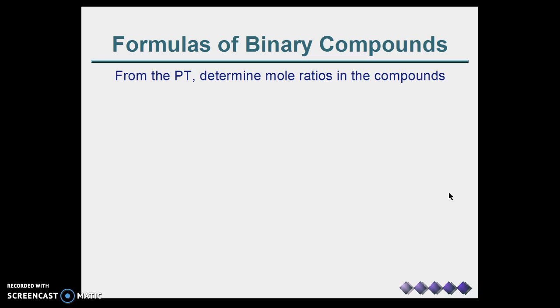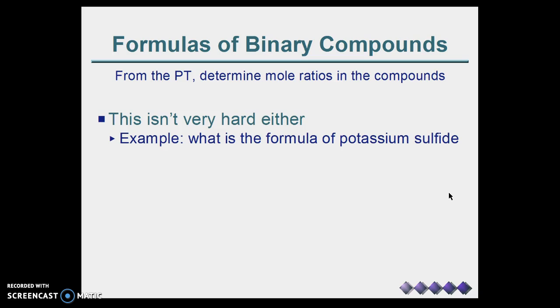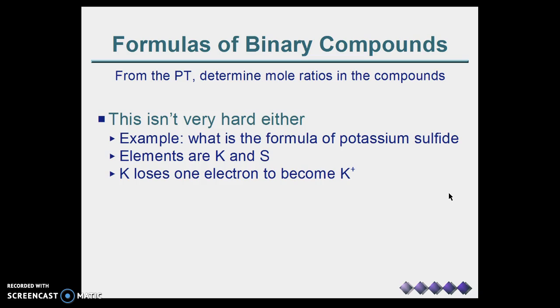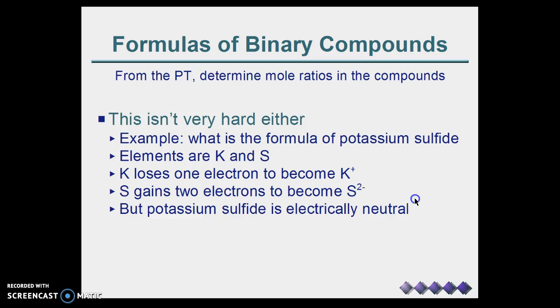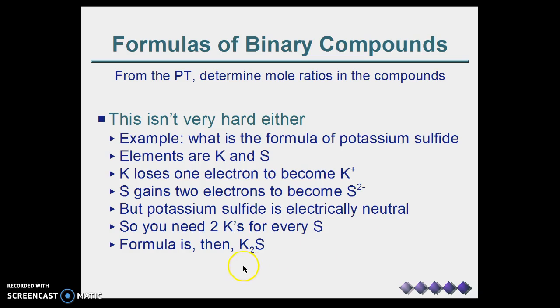Now, how do we determine the molar ratios in the compounds? Not very hard. So the formula for potassium sulfide, K and S. Potassium loses an electron to become K+, sulfur gains 2 electrons, becomes S2-. So we need 2 potassiums for every sulfur to keep it electrically neutral. The formula then is K2S. That means there's 2 potassiums and 1 sulfur. Understand the 1 on the sulfur. We don't like to draw ones.